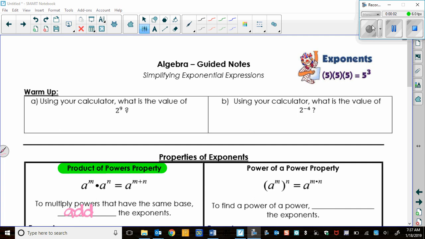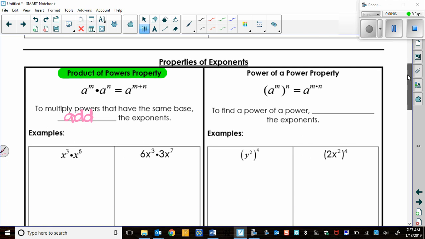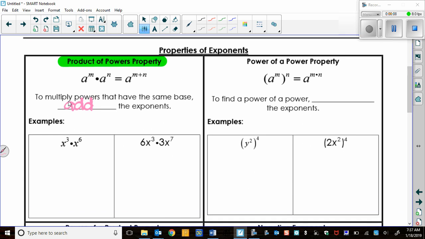Alright class, in this video I'm going to talk about the product of the powers property, which is what I've highlighted here. I'm only going to be talking about this section. There will be videos on the other different properties. So for the first one, it's the easiest one out of all of them.